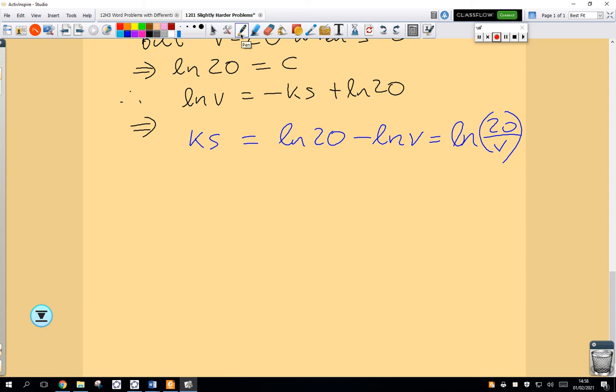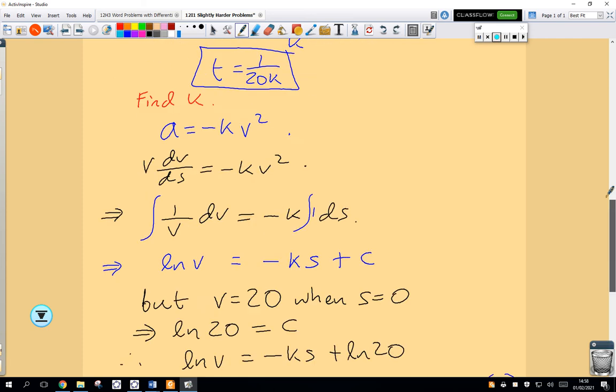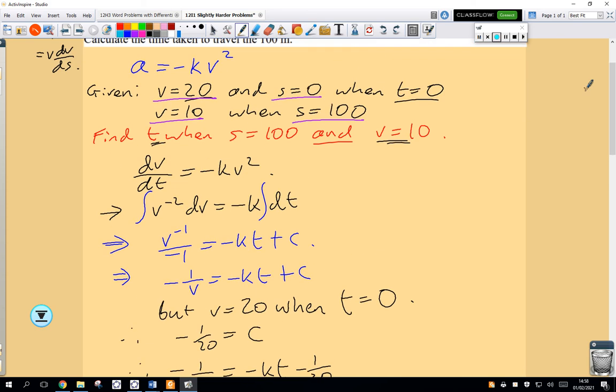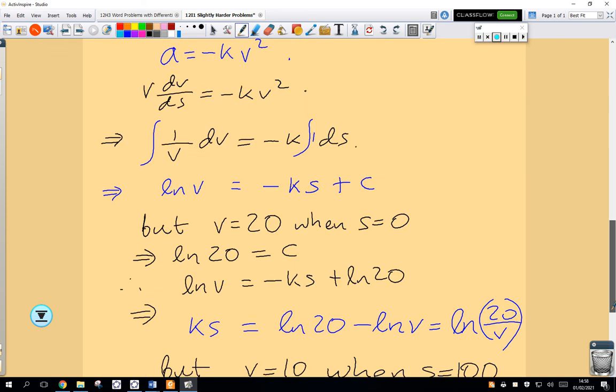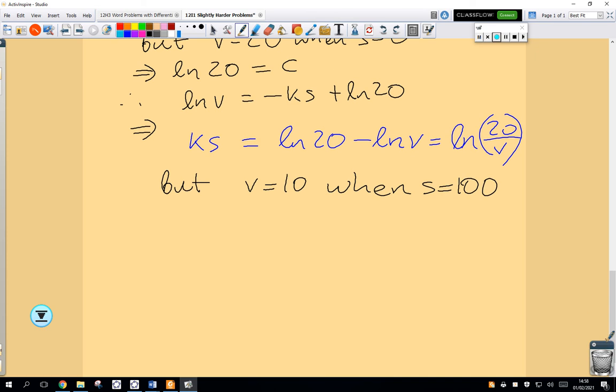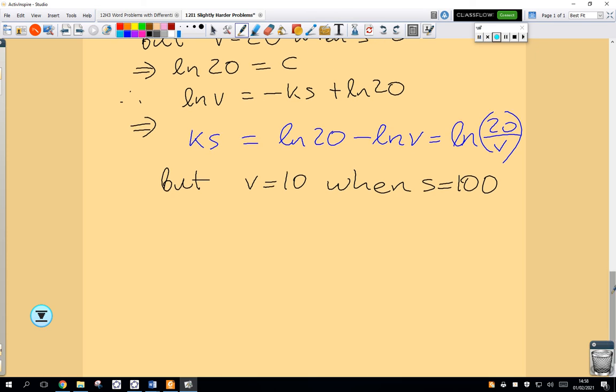The second condition the question gave me said that v was equal to 10 when s was equal to 100. I'm going to scroll up the page and just double check that I have that right. So v is equal to 10 when s is equal to 100. Scroll back down. v is equal to 10 when s is equal to 100. So I can just substitute that in there.